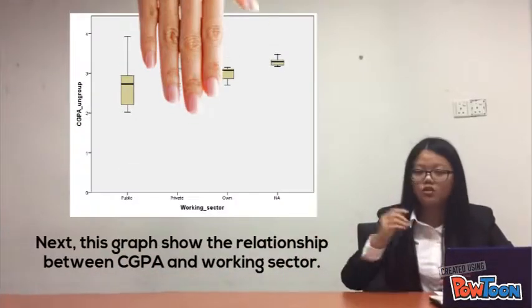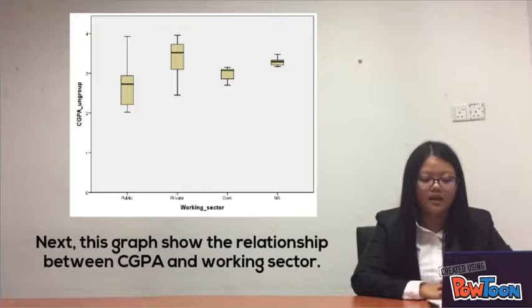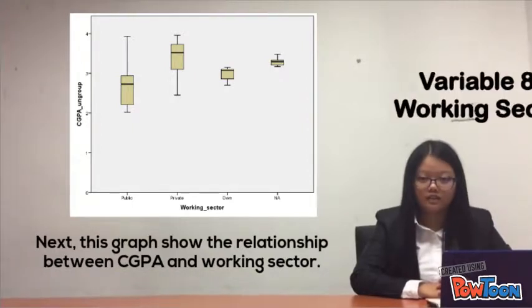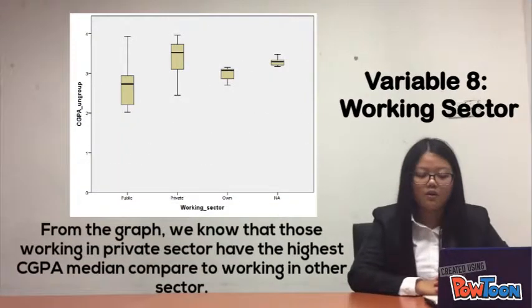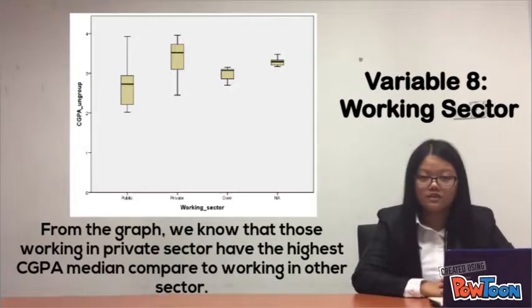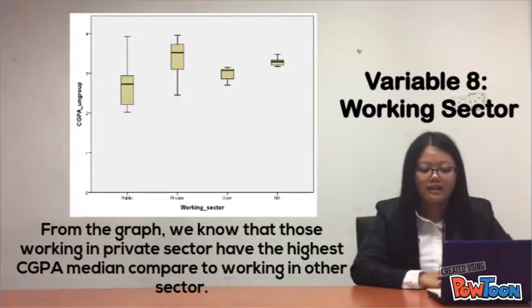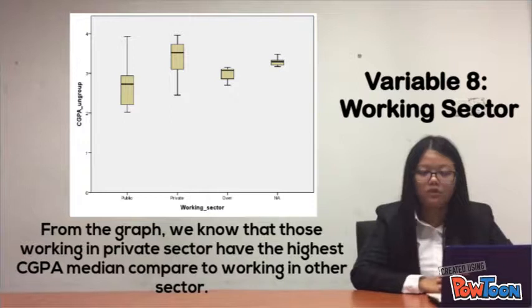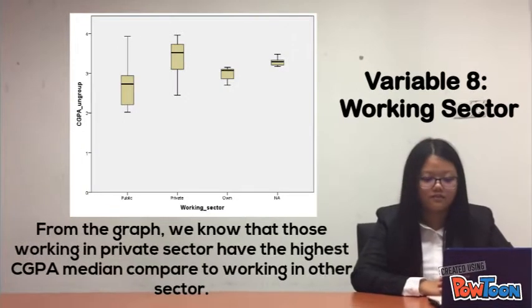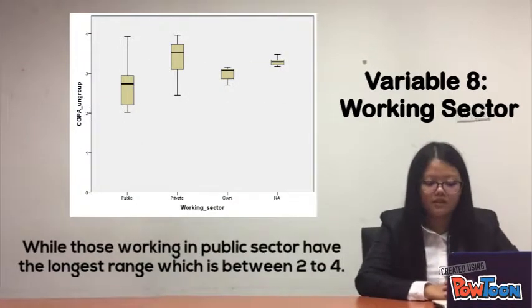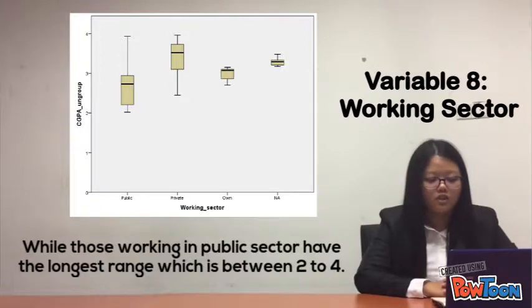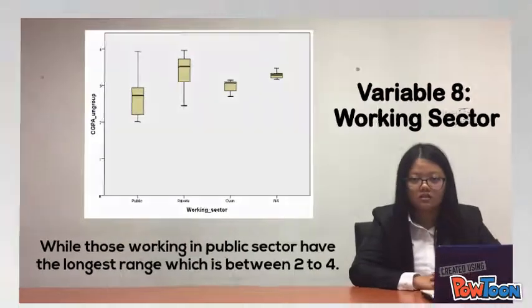Next, this graph shows the relationship between CGPA and working sectors. From the graph, we know that those working in private sector have higher CGPA medians compared to those working in other sectors, while those working in public sector have the longest range, which is between 2 to 4.